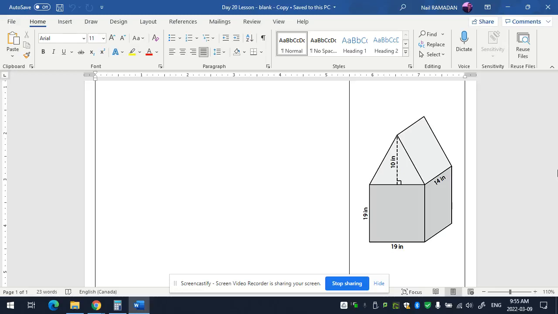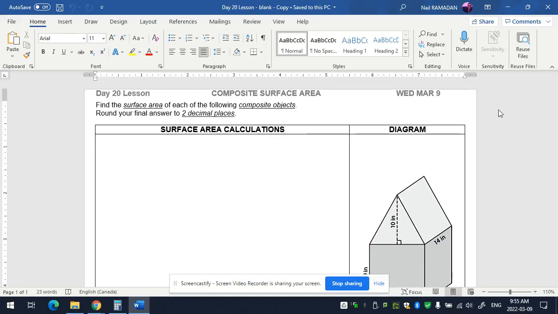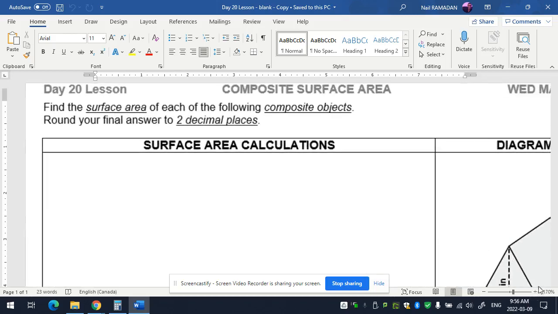Okay, so let's do the first problem. So you have this shape. Calculate the surface area of it. Okay, what faces do we have here? What faces do we have here?